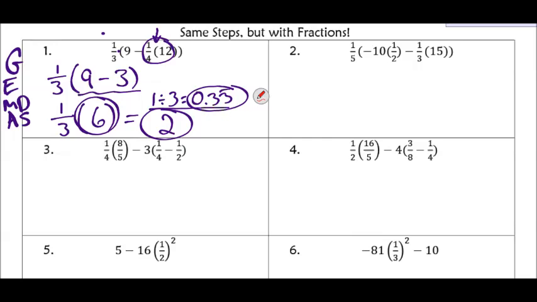So I have a grouping symbol here, but there's really not much to do inside of there except for changing that fraction into a decimal. So I'm actually going to use the other grouping symbol first. I'm going to do inside of there first. 1/4 times 8/5 doesn't change, minus 3 times 1/4 is 0.25.